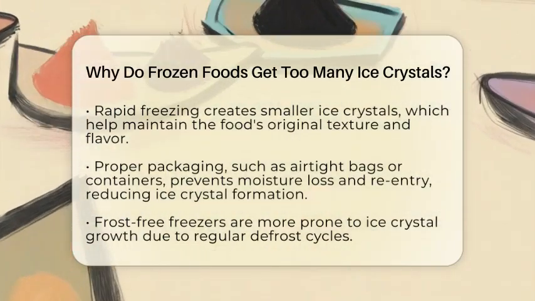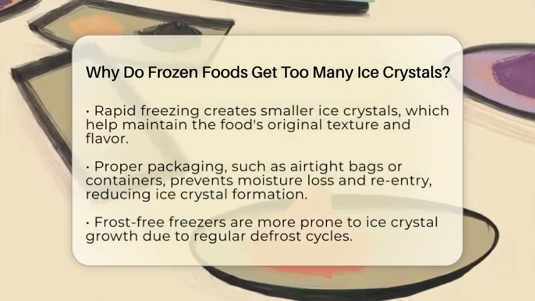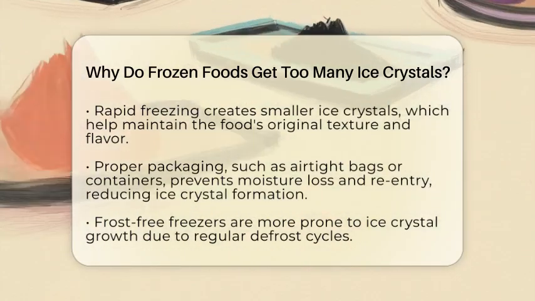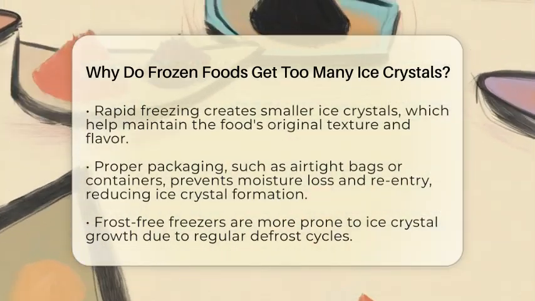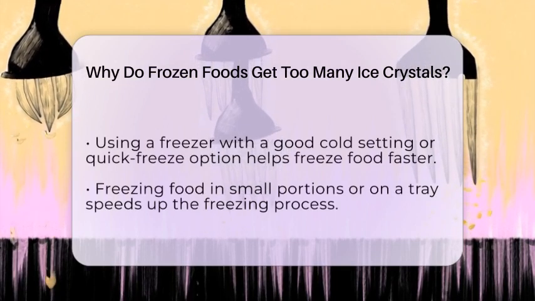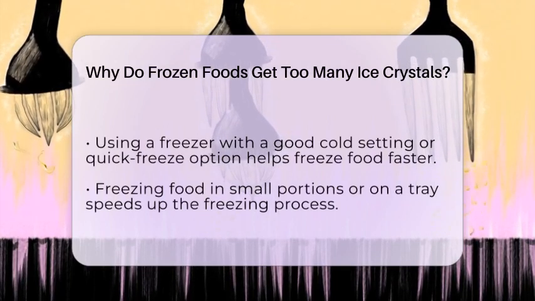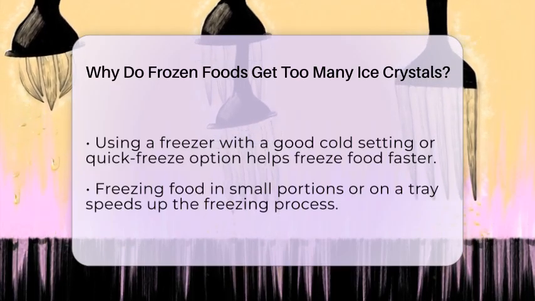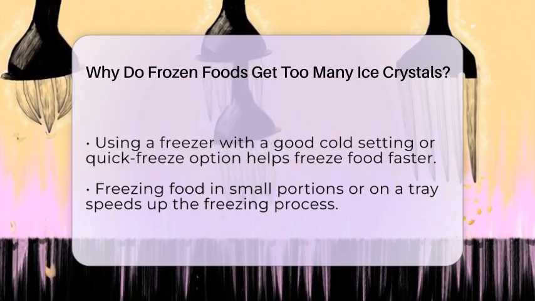Temperature fluctuations also play a big role. If your freezer door is opened often, or if the freezer has a defrost cycle that warms the inside temporarily, ice crystals can melt slightly and then refreeze. This process, called recrystallization, causes the crystals to grow larger over time. Frost-free freezers are especially prone to this because they cycle through defrost modes regularly.